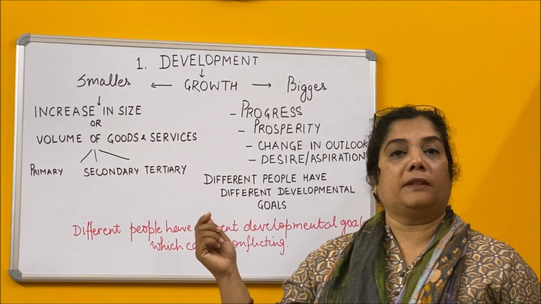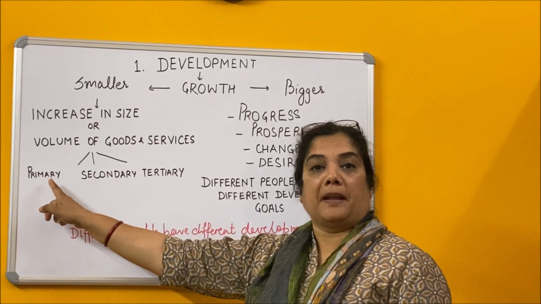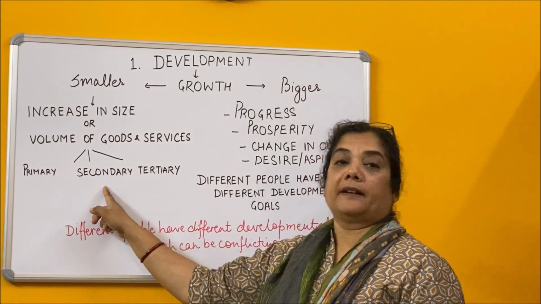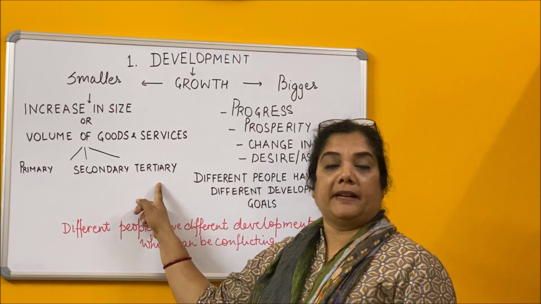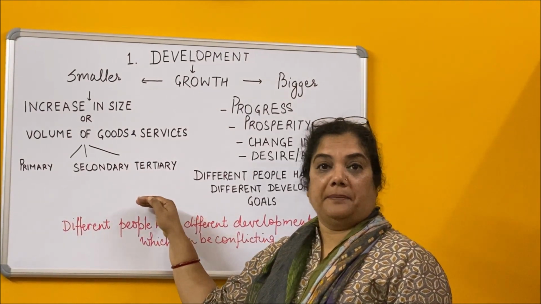And how does the growth in the economy take place? It is when production in the primary sector, secondary sector and the tertiary sector takes place. So, growth has happened in the economy.